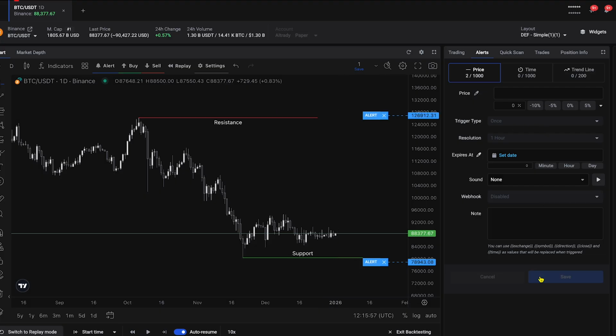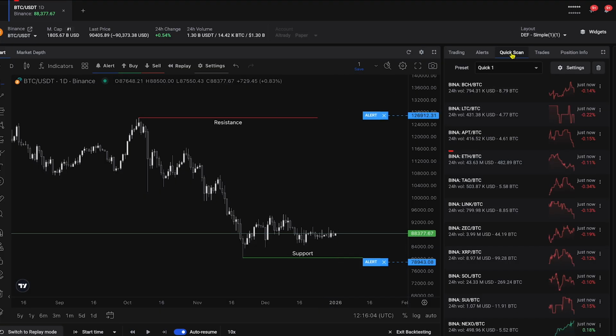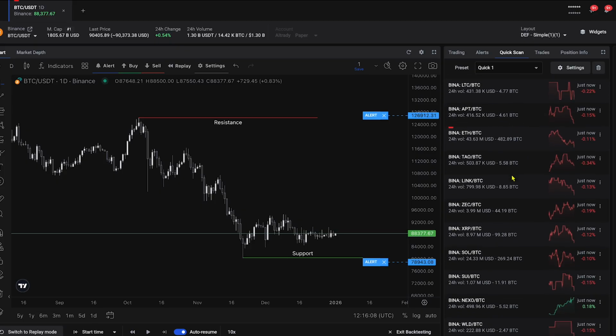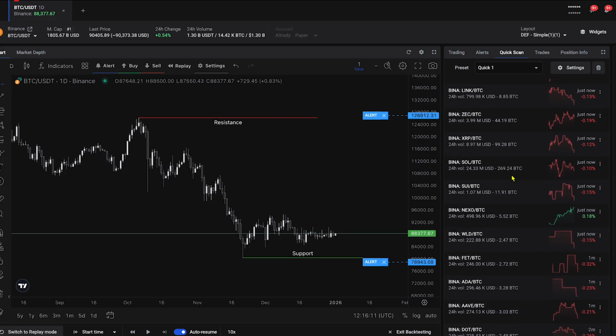Step 2. Use the base scanner or quick scanner. These tools allow you to detect price anomalies, unusual volume spikes, and sudden moves across multiple exchanges in seconds.